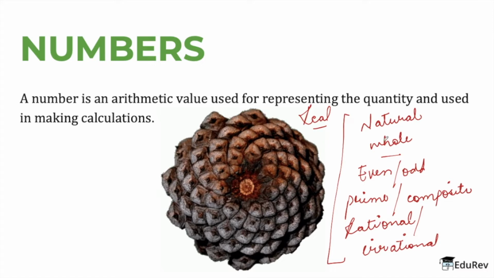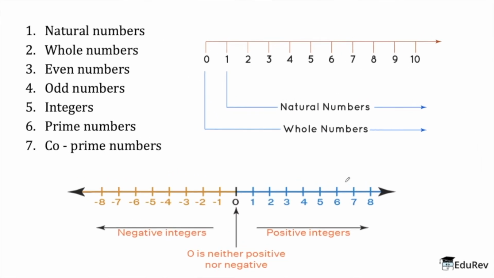Now you people have studied these numbers in the previous classes, right? But do not worry if you do not remember one or two or maybe four or five types of numbers. Let's do a quick recap of what all these various types of numbers are. To begin with, let's see what natural numbers are.